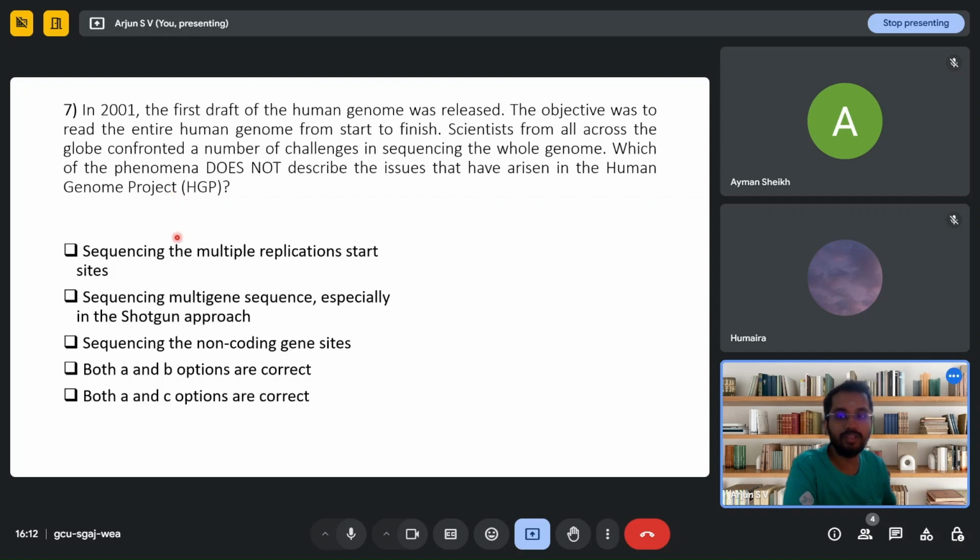So this is also a pretty theoretical question. So the correct option is both A and C options are correct, because options A and C, that is sequencing the non-coding gene sites and sequencing the multiple replication start sites, weren't the issue. But sequencing multi-gene sequence, especially in the shotgun approach, was an issue.